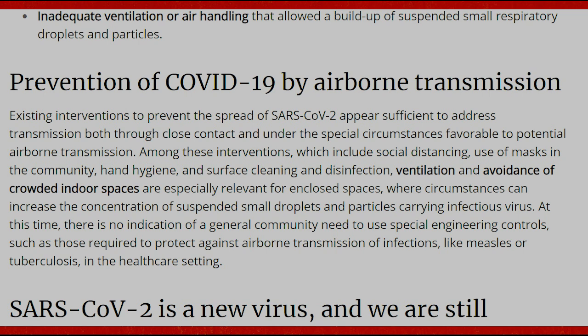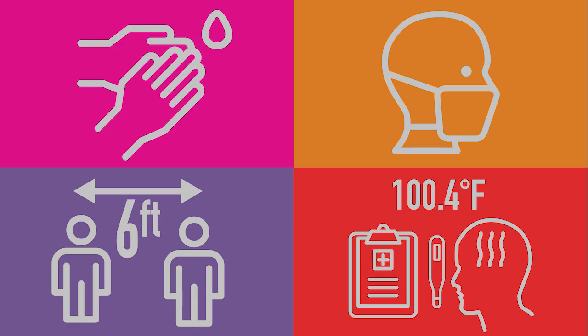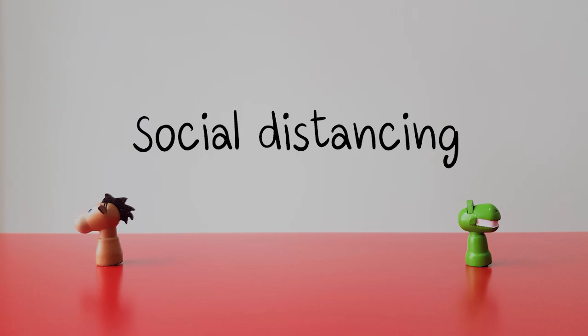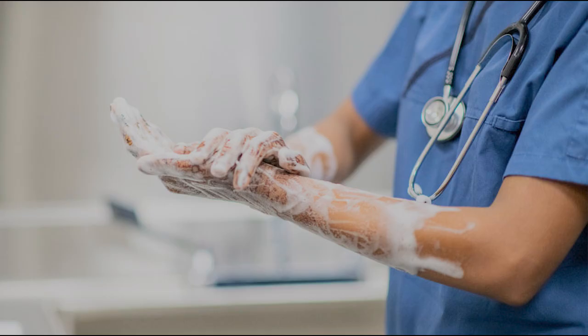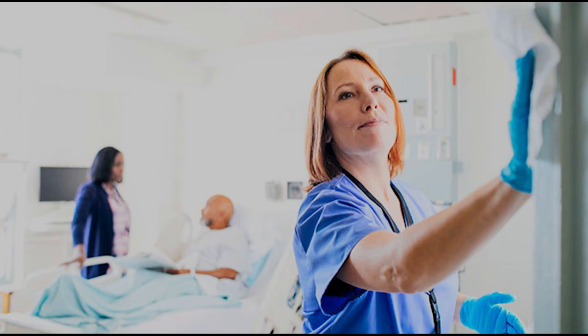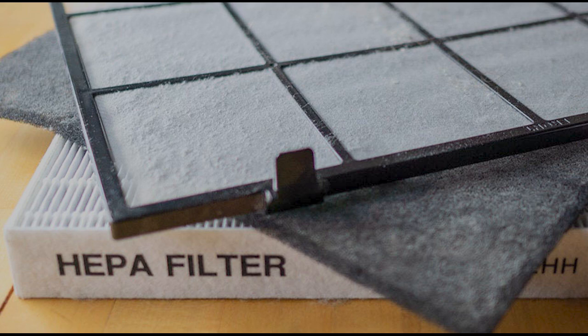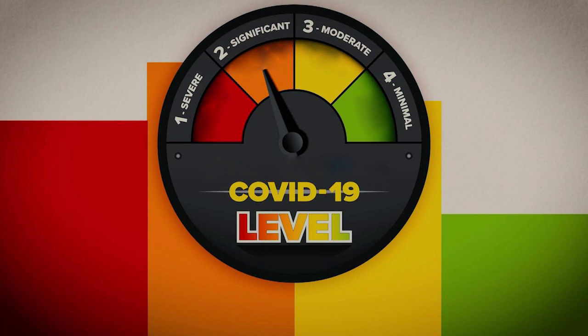Existing interventions to prevent the spread of COVID appear sufficient to address transmission both through close contact and under the special circumstances favorable to potential airborne transmission. Among these interventions are social distancing, the use of masks, hand hygiene, and surface cleaning and disinfection. Ventilation and avoidance of crowded indoor spaces are especially relevant for enclosed spaces where circumstances can increase the concentration of suspended small droplets and particles carrying infectious virus.